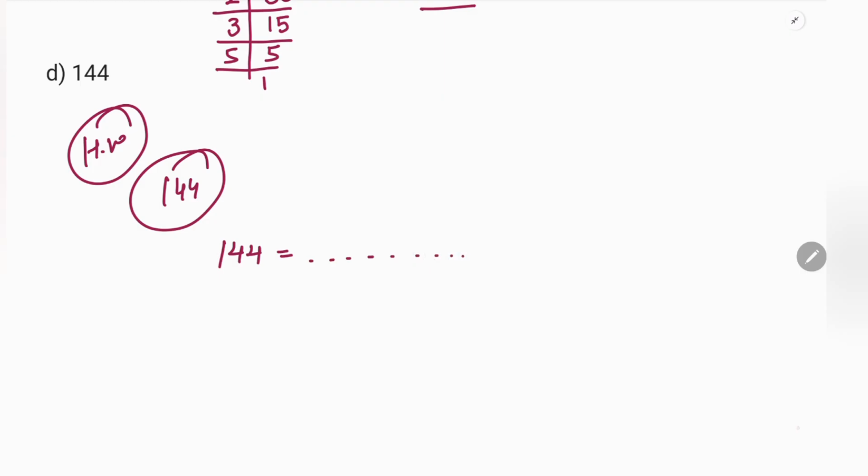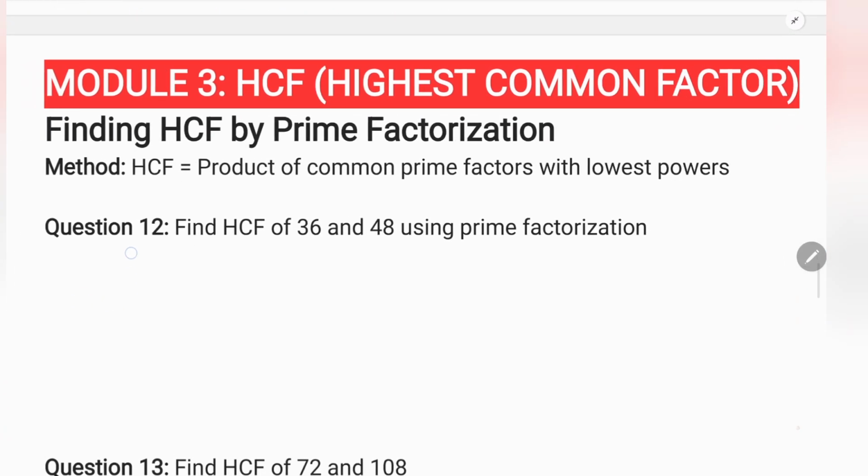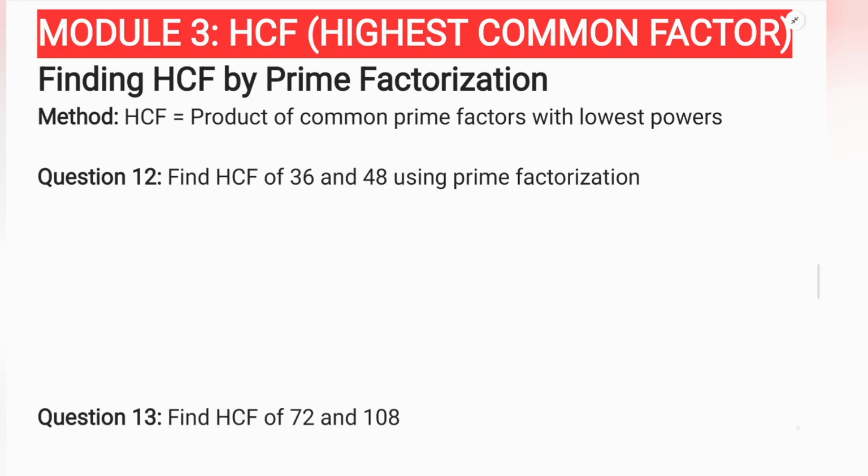Okay, now we have module 3, that is highest common factor. How do we find the highest common factor? Now they are saying: find the HCF of 36 and 48 using the prime factorization method. How will I do it? I will tell you two methods. First I am doing the first method only. Look at it carefully. First I will find the prime factors of 36. 2, 18, right? 2, 9, 3, 3, right?